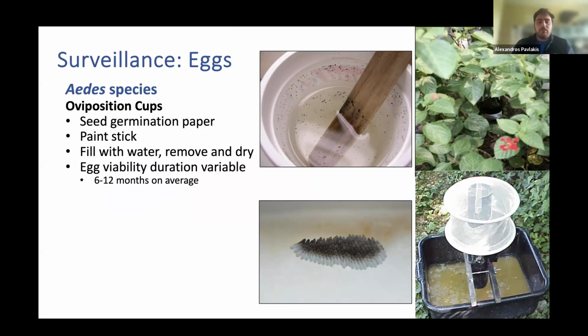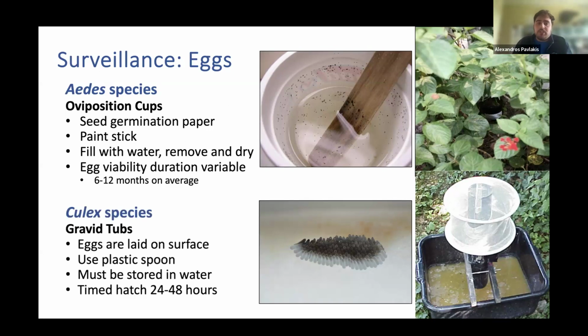And then we'll just remove those, dry it, and we can store those eggs. If we're storing them properly, we can store them for like 6 to 12 months on average. And if you see the picture on the top right, that's a small little cup that we hide in foliage and other places, and these container breeders will find these and lay lots of eggs on them.